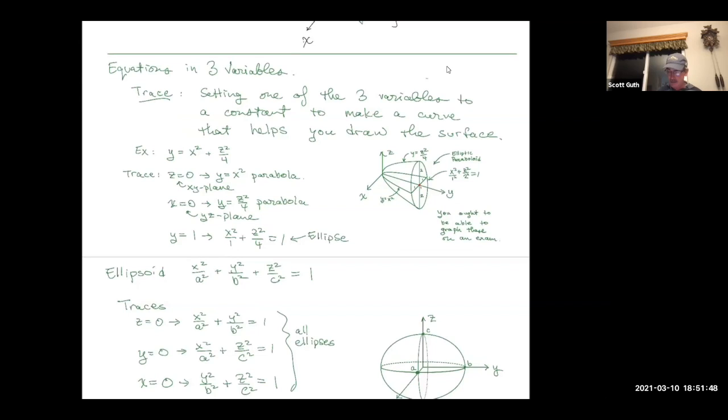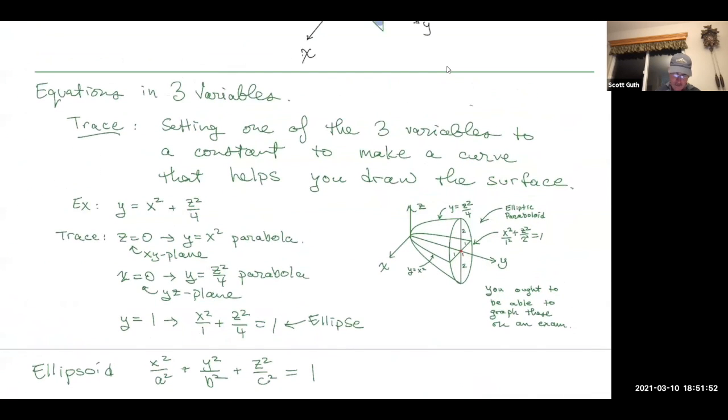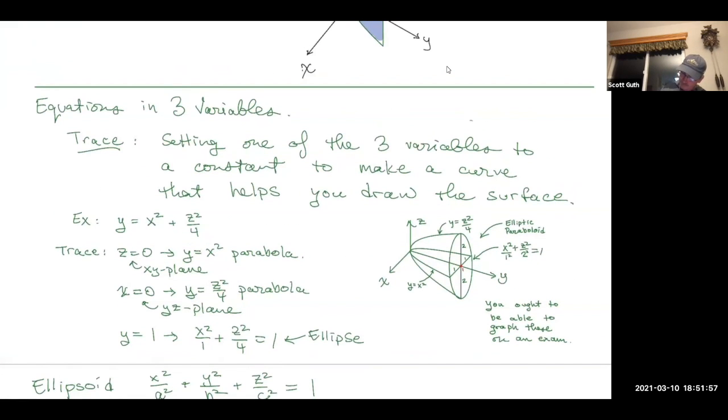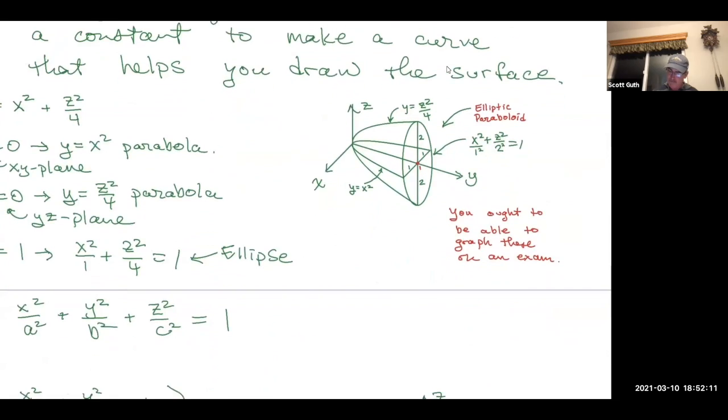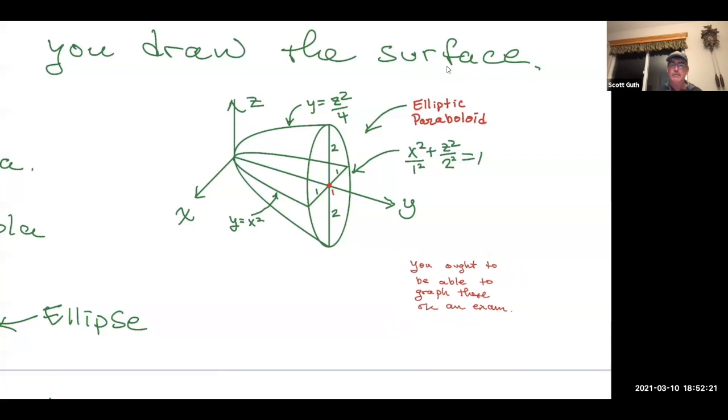I already said you ought to be able to do these. What do we call this one? This one here does not say, but this is the elliptic paraboloid. Oh, it says over there. Okay, so let me highlight a few things. Elliptic paraboloid: you ought to be able to do these on an exam, and not just opening on the y-axis, but any elliptic paraboloid. It could open up, down, left, right, whatever.